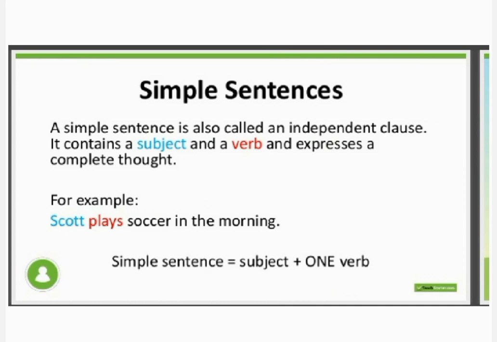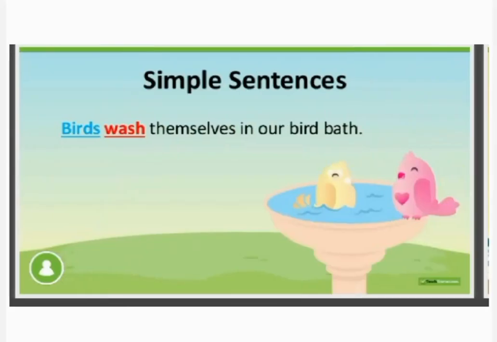For example, Scott plays soccer in the morning. In this sentence, Scott is the subject, plays is the verb. So there is one subject and one verb, so it is a simple sentence. Let us take one more example.